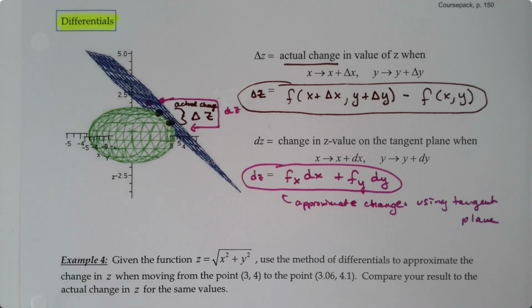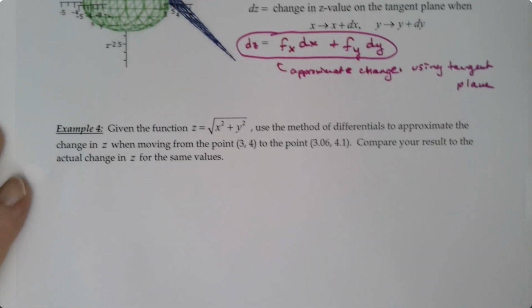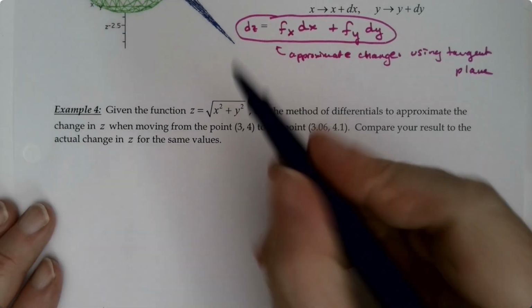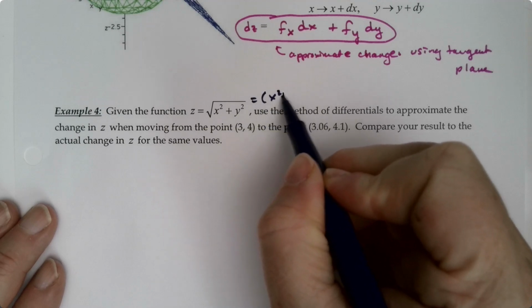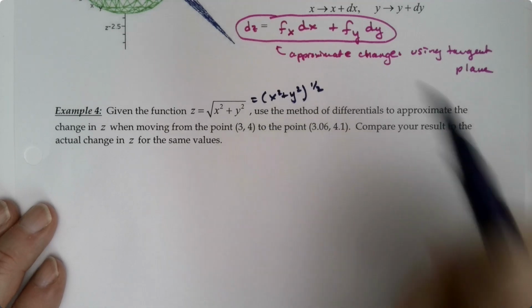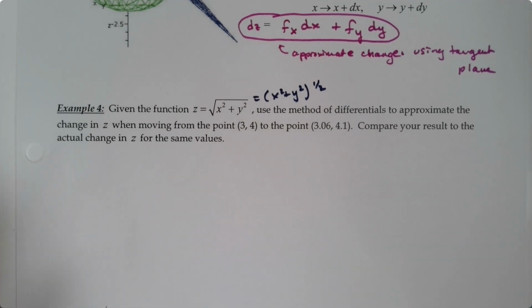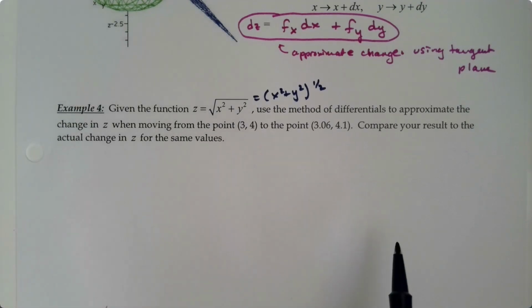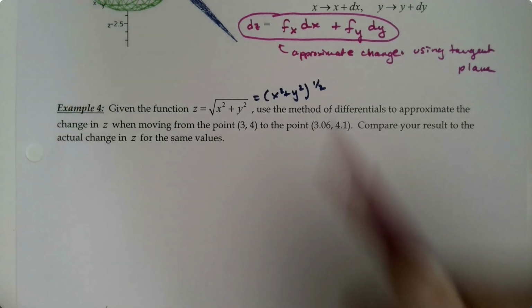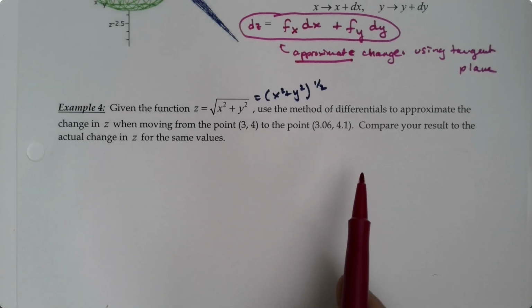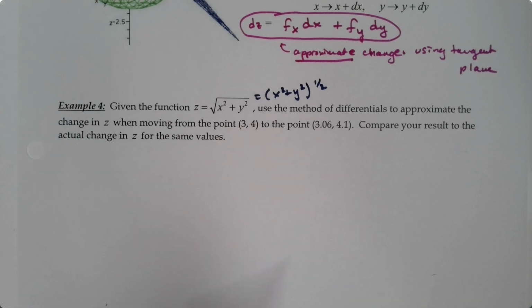Okay, so now let's use this in an example. Given the function z equals the square root of x squared plus y squared, which for the record we all know is x squared plus y squared to the 1/2 power. I'm just thinking ahead because we're going to have to use differentials here to do this. We want to use the method of differentials to approximate the change in z. So this gives us an approximate change, when moving from the point (3, 4) to the point (3.06, 4.1). Compare your results.